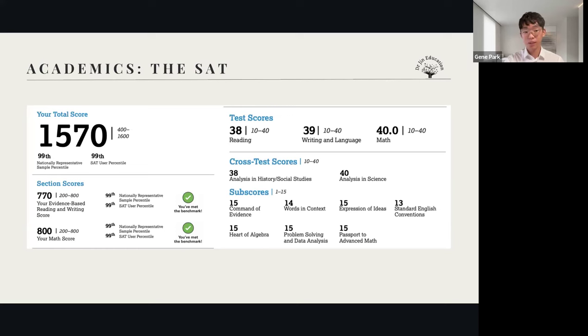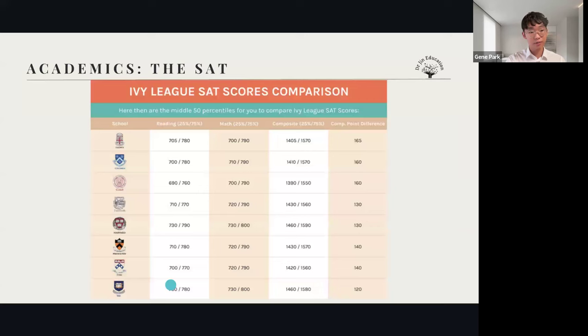However, you can still find that out. The best way to do that is by searching for the specific school you want to look at. For example, let's say, why not Harvard? You can search up Harvard undergraduate average SAT score, which we actually have right here, specifically for the Ivy League, because that's what a lot of people are most interested in. So here are the middle 50 percentiles to compare Ivy League SAT scores: Brown, Columbia, Cornell, Dartmouth, Harvard, Princeton, UPenn, and Yale.